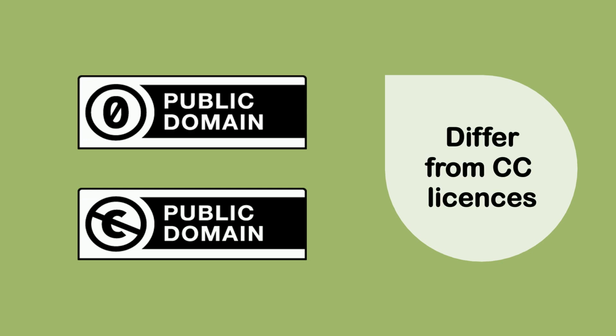The public domain tools differ from CC licenses. While CC0 is a legal tool and is enforceable, it includes additional rights that are not included in the licenses. Unlike CC0, the public domain mark functions as an identifier only, is not a legal tool, and has no legal backing when applied to a work.